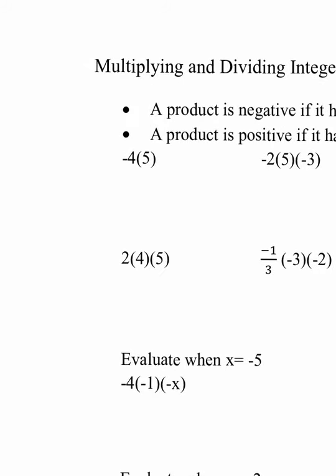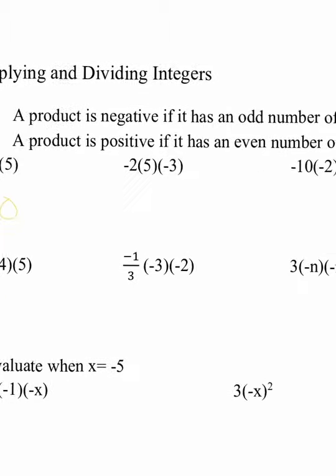So negative 4 is negative and 5 is positive. So there's only one negative, so it's odd, so it stays negative. Since it's odd, we don't worry about the negative or positive, and we just take 4 times 5, and we get 20. So your answer would be a negative 20 for that problem.